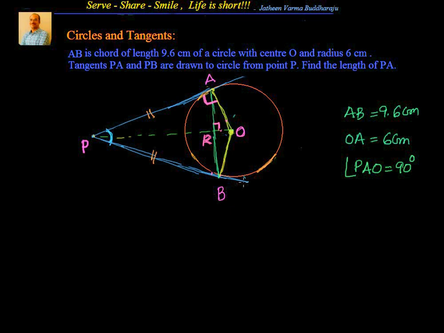We also know that angle ARO is also 90 degrees. Now I see one small triangle ARO and one big triangle PAO. Both of them have 90 degrees, and they both have angle O common. This angle is common to both of them. So I can prove them similar to each other by AA similarity.